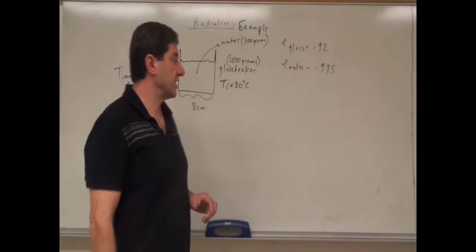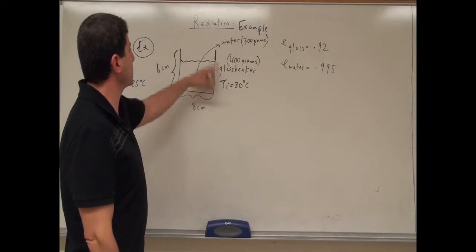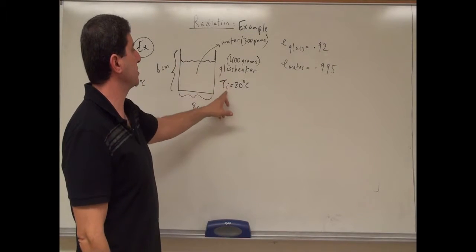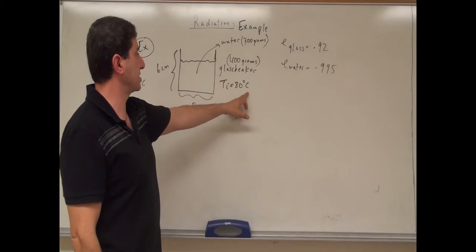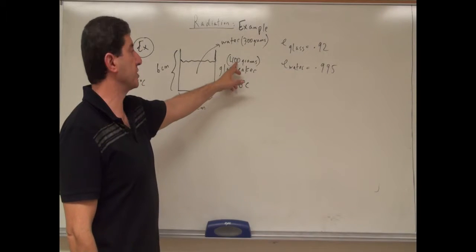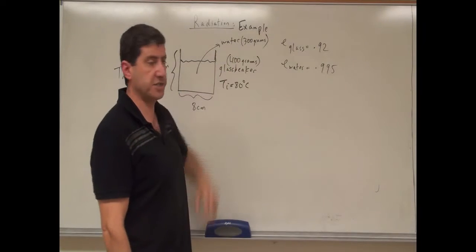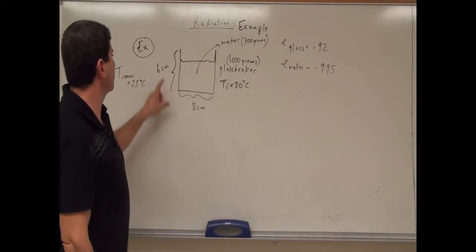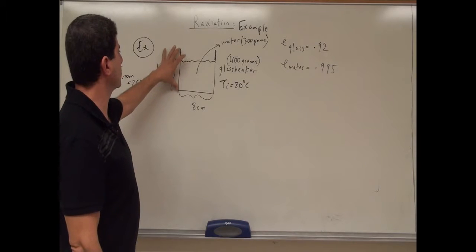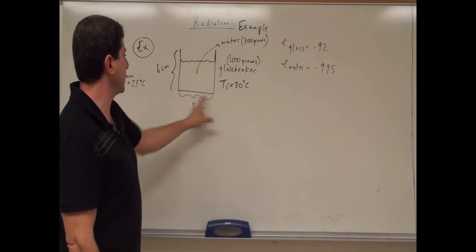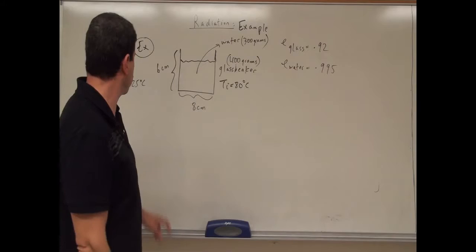Come to an example on radiation. We have here a glass beaker. The glass beaker is at an initial temperature of 80 Celsius. The mass of the glass beaker is 400 grams, and it has water in there, and the water's mass is 300 grams. And then we have here the height of the glass beaker is 6 centimeters. The diameter of the glass beaker is 8 centimeters.